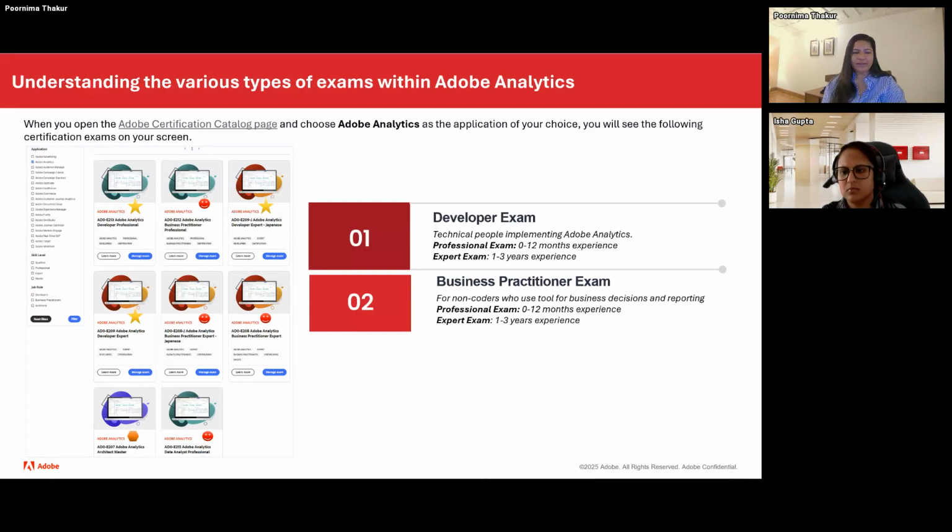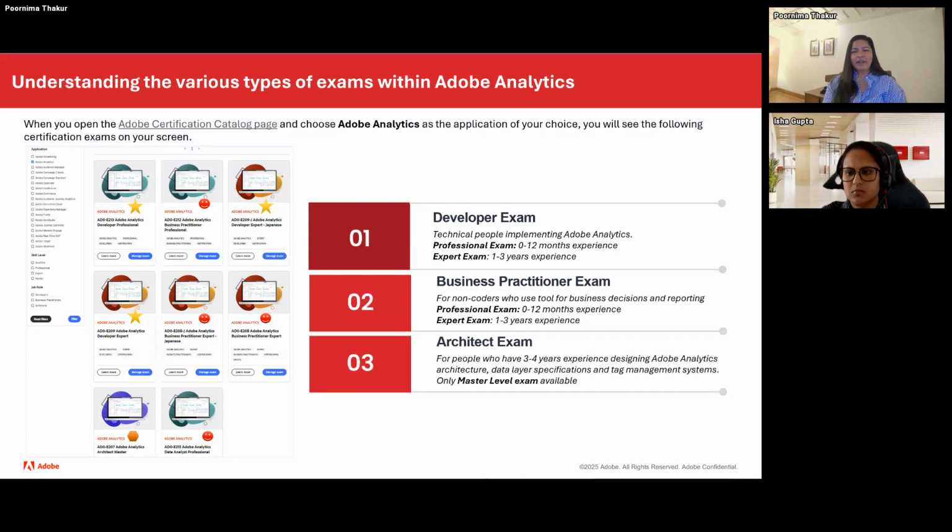The last one is your architect exam. Now, this exam is the one that requires the most experience and mastery in Adobe, because you need a minimum of 3 to 4 years of experience. You need to be able to design architecture. You need to understand data layer specifications very clearly. And for this exam, as you can see on the left-hand side, there's only one level, which is the master. There is no professional or expert. There's only master.